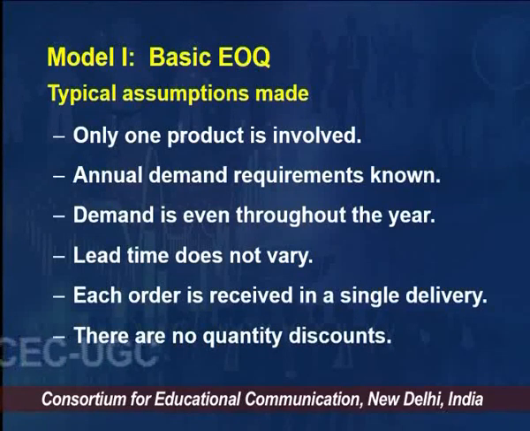So basically, we are assuming that we will be calculating EOQ only for one product, and that annual demand is constant and known to the business. We also assume that demand is even throughout the year, although there are other models also. In the advanced model, we will also see when the demand fluctuates, but here we are assuming that demand is constant. We are also assuming that lead time does not vary, so the time between ordering a product and receiving it is the same every time. But in the actual world, the lead time varies, so that also we will be studying in the advanced model. And we are also assuming that there are no quantity discounts. In the advanced model, we will study how to calculate EOQ when there are quantity discounts.